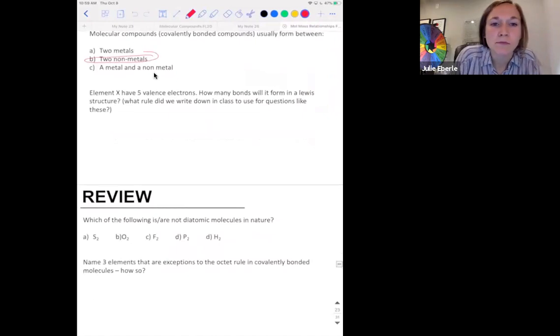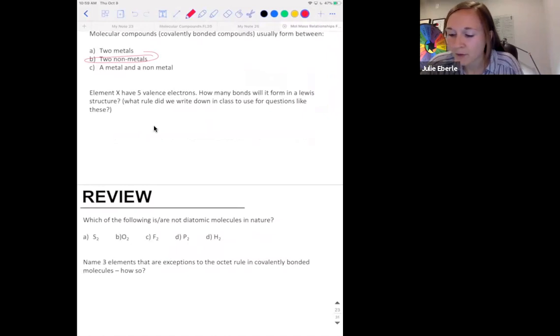All right, read the next one. Element X, I have a poll for this as well, has 5 valence electrons. How many bonds will it form in a Lewis structure? And then what rule did we write down? The only part that's on the poll is that first question, not the parentheses part. Let me find my poll. Okay, so there's a poll. Put your answer in when you feel like you have it.